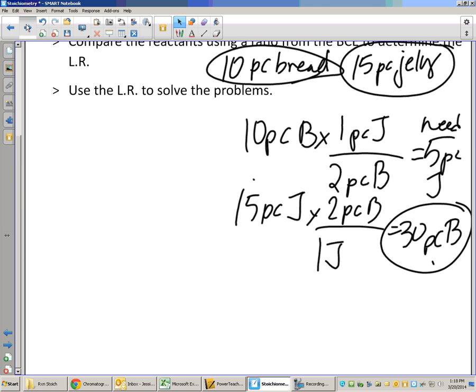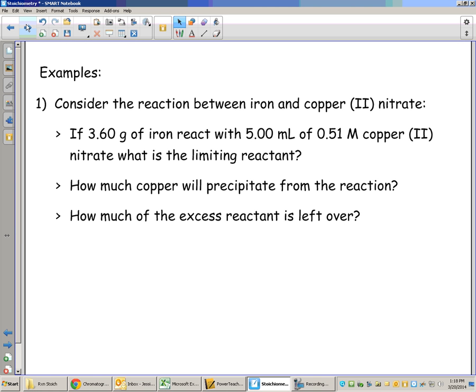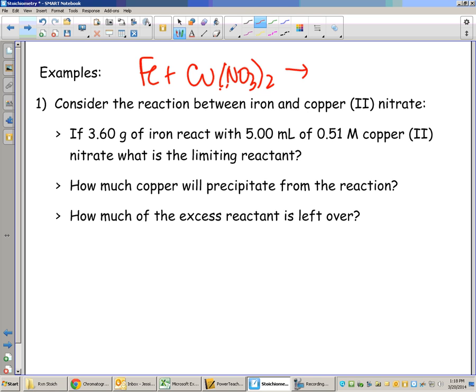Okay. All right. So here's my first example. Write down your notes here. Okay, so reaction between iron and copper(II) nitrate. First, what is it? Fe plus Cu(NO3)2 yields the salt. It is iron(III) nitrate. Good job.